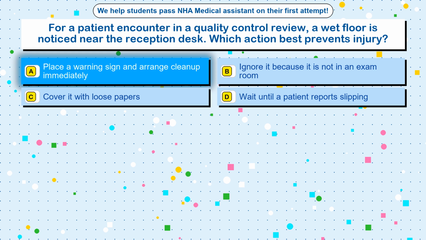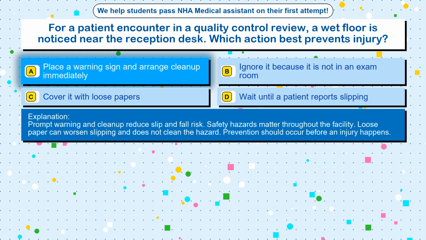Place a warning sign and arrange cleanup immediately. Prompt warning and cleanup reduce slip and fall risk. Safety hazards matter throughout the facility. Loose paper can worsen slipping and does not clean the hazard. Prevention should occur before an injury happens.